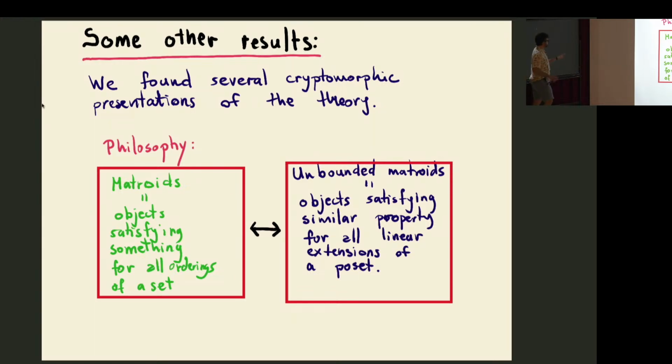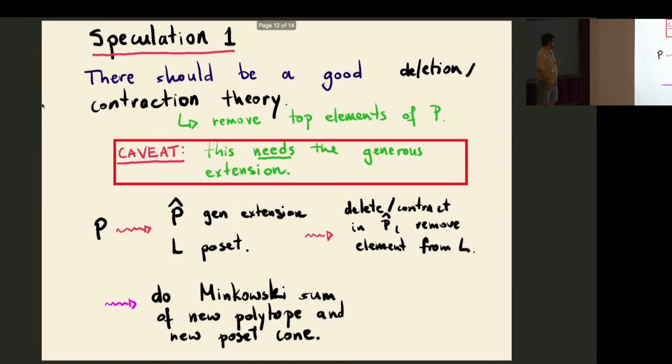Yeah, so that's more or less the story. Let me quickly end by asking two questions that I think might be of interest. I don't know exactly what to do with them, and maybe someone here is interested in one of them. So I have first a speculation, which is that there should be a good deletion and contraction theory. One might suspect that the deletions and contractions are related to the order P.